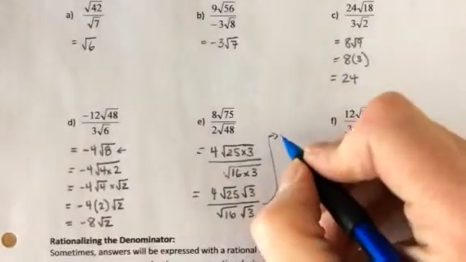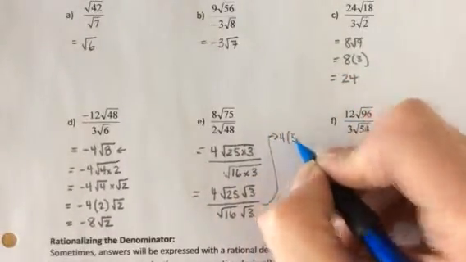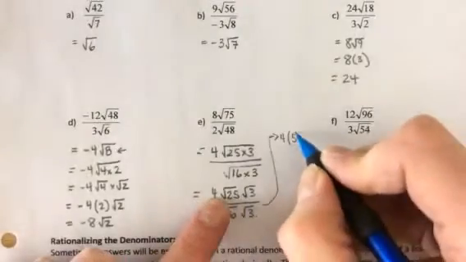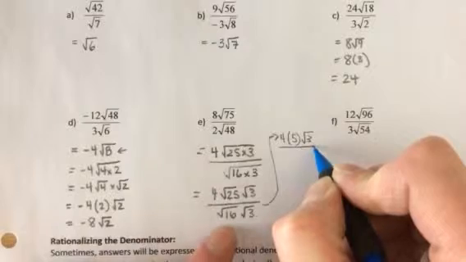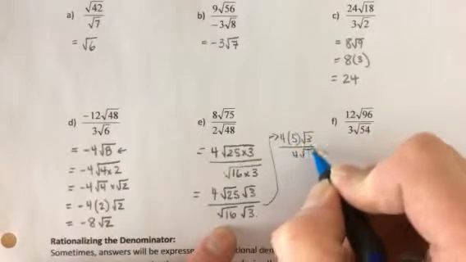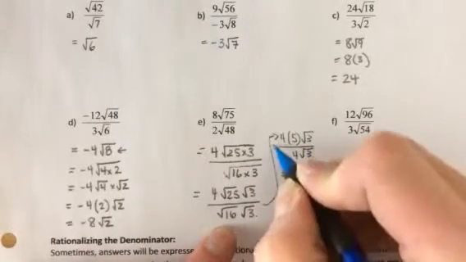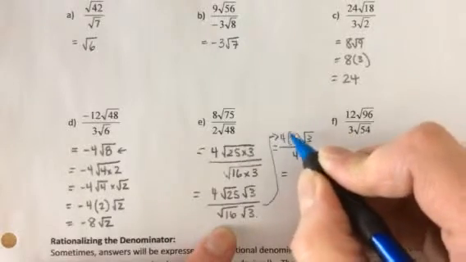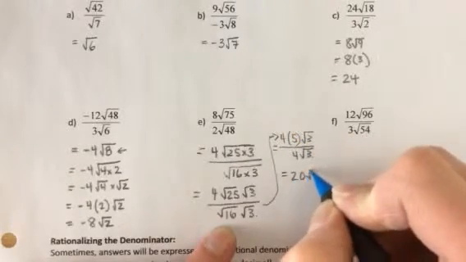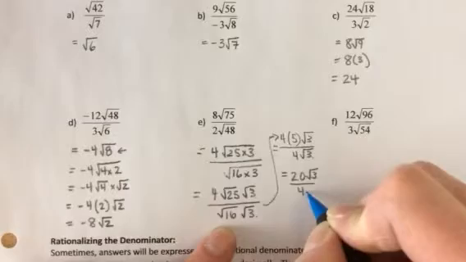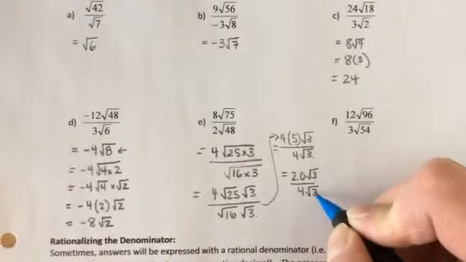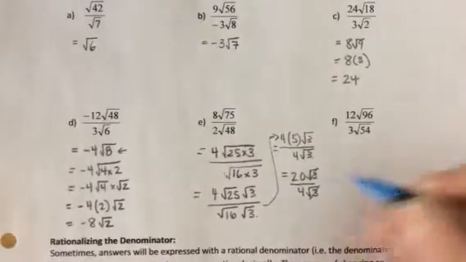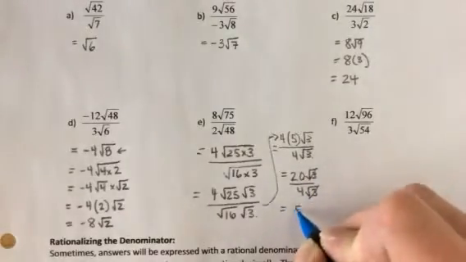And then we have 4 times 5. So the square root of 25 is my 5, square root 3, over square root of 16 is 4, root 3. 4 times 5 is 20, root 3 over 4, root 3. And if I have the square root of 3 divided by itself, that just reduces to a 1. And 20 divided by 4 just equals 5.